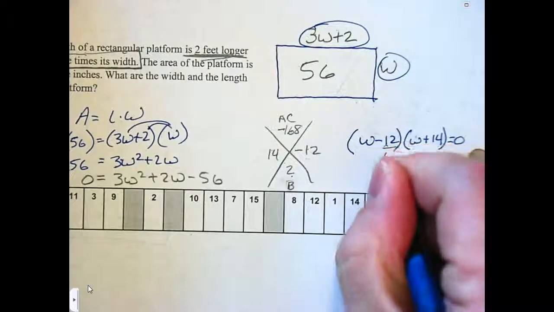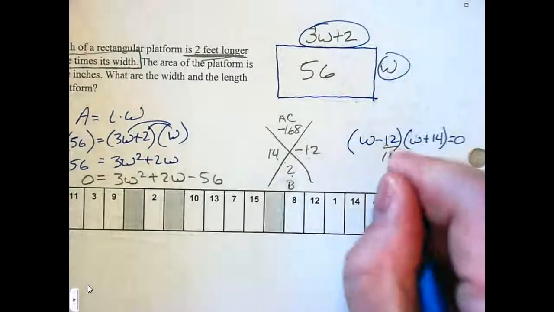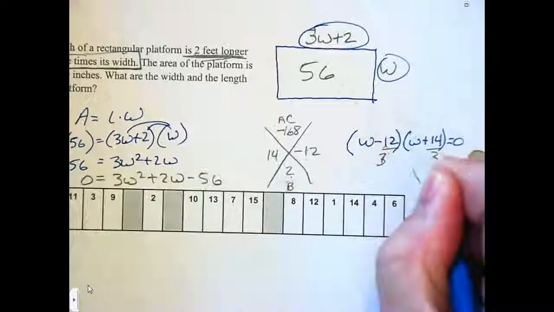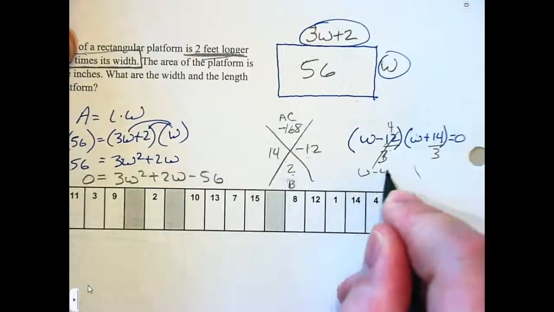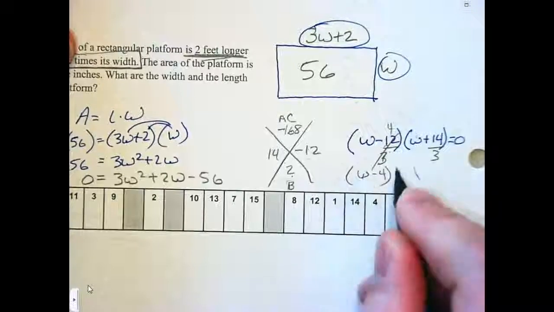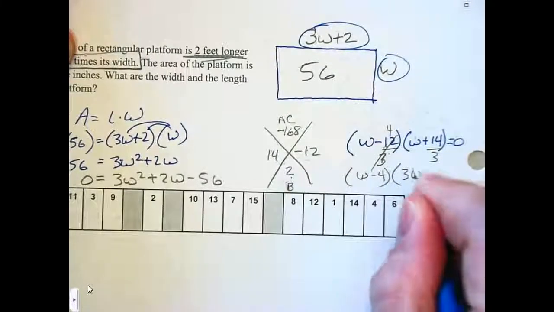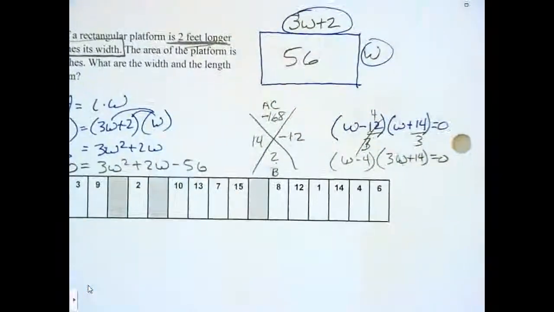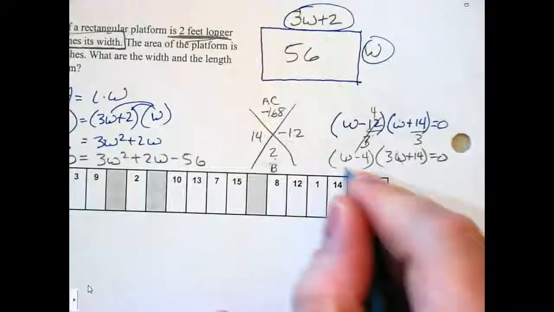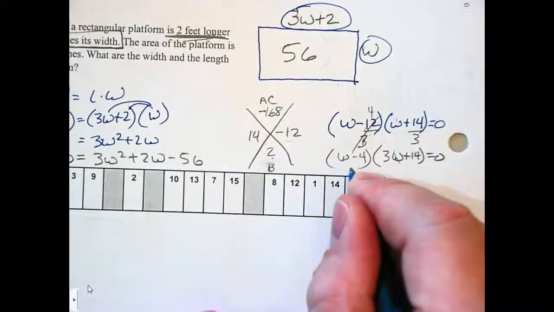Don't forget to divide by 3. Hey, remember when it equals 0, your goal is to set each part equal to 0.